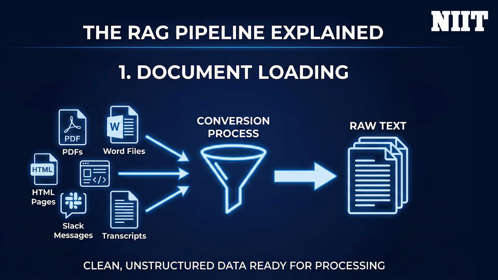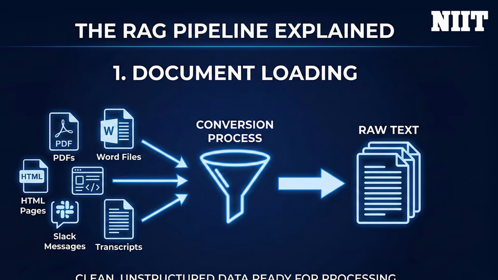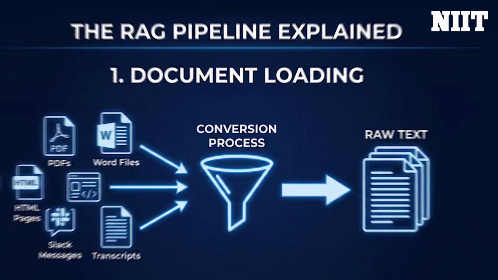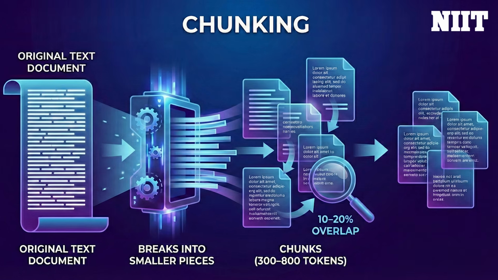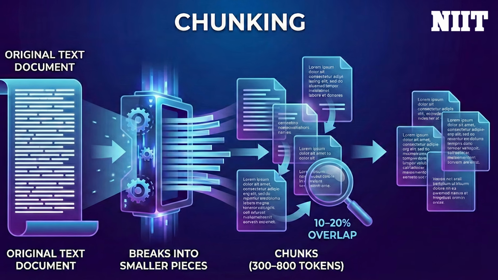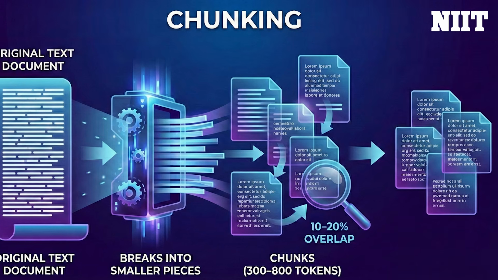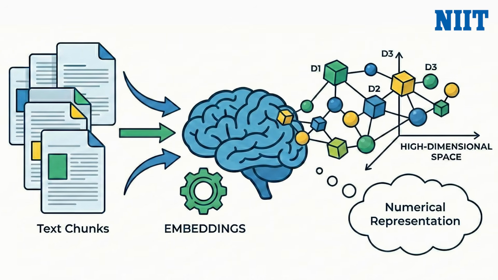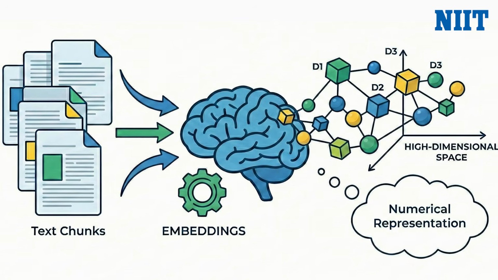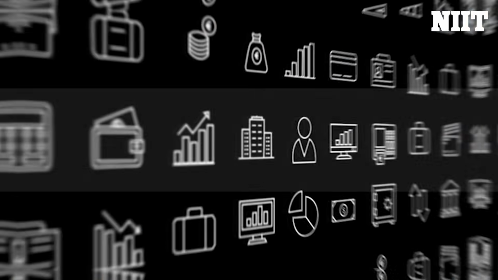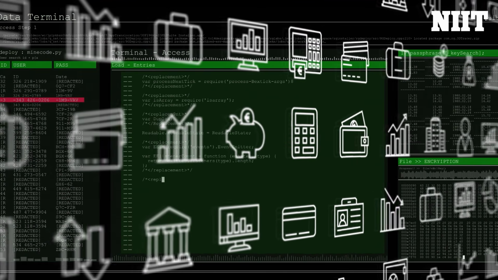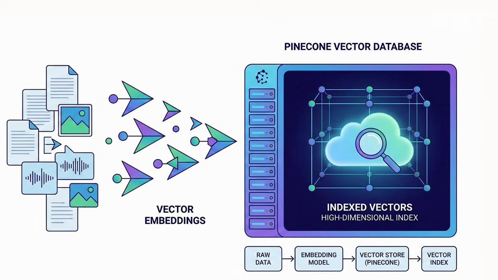The first one in the list is document loading. We take PDFs, Word files, HTML pages, Slack messages, transcripts, and convert everything into raw text. Second, chunking. That text is broken into smaller overlapping pieces, usually around 300 to 800 tokens, with around 10 to 20% overlap so the meaning stays consistent. Third, embedding. Each chunk is transformed into a high-dimensional vector, basically a numerical representation of the meaning. Fourth, the vector database. All of those vectors are stored inside a vector store, like FAISS, or Pinecone, or Chroma, which is optimized for super fast similarity search.